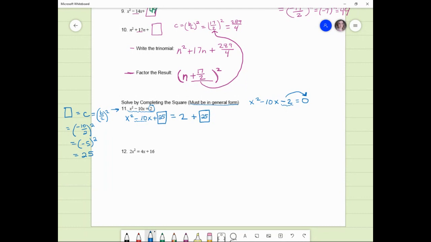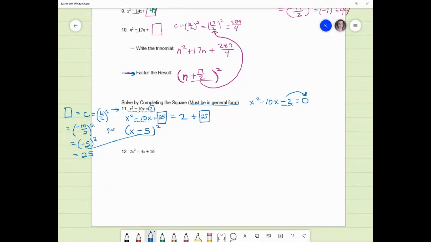So I moved C, I put a box in, I calculated what goes in the box. The next step is to factor. So just like right here when I factored, now I'm going to factor this side. So I've got my parentheses, got my squared, and my variable. Now remember, the value that goes here is the value that I squared right there. So in this case, it's a negative 5. So x minus 5 squared, those are the factors.